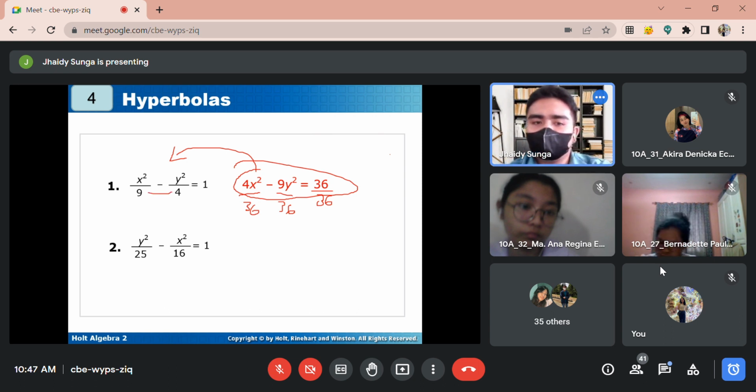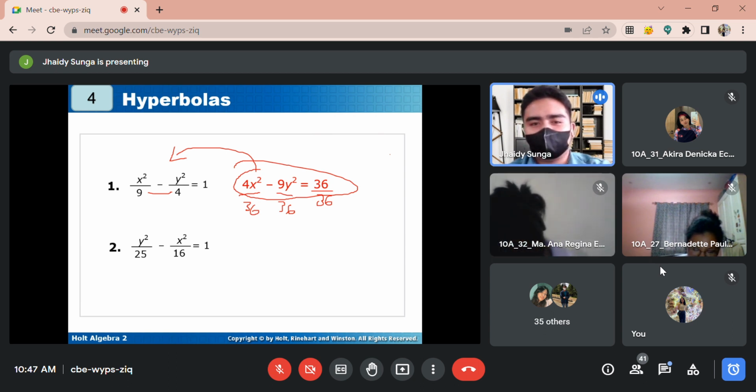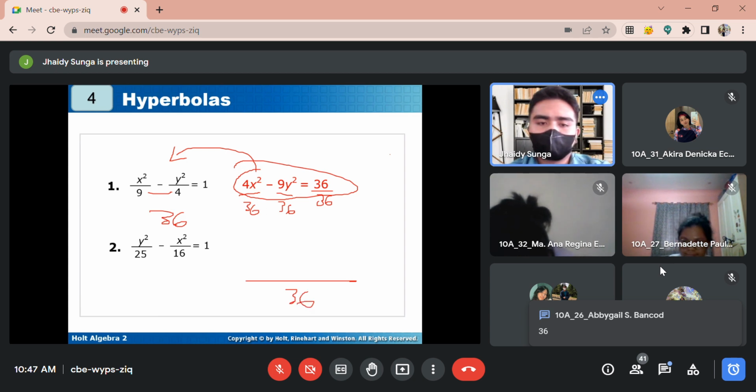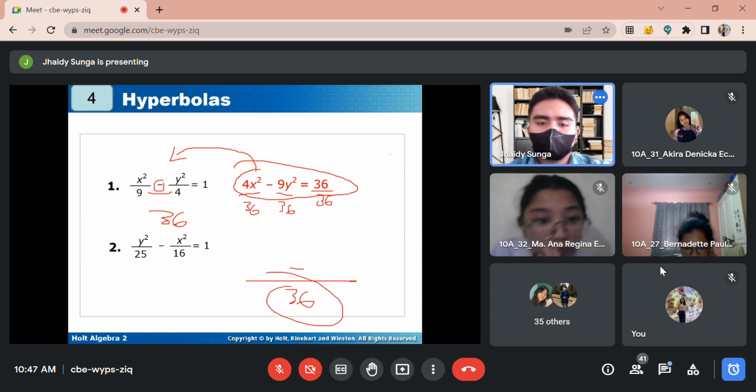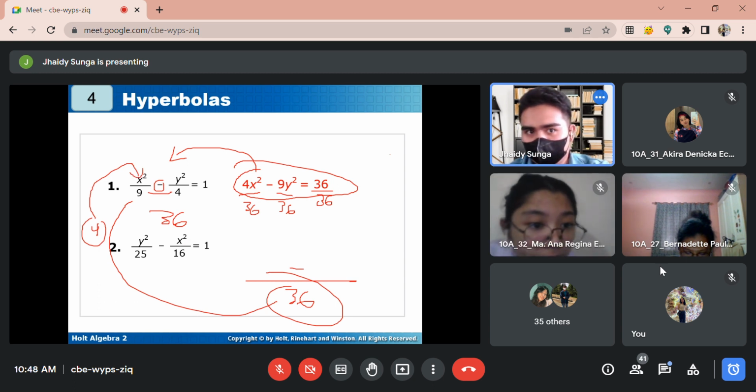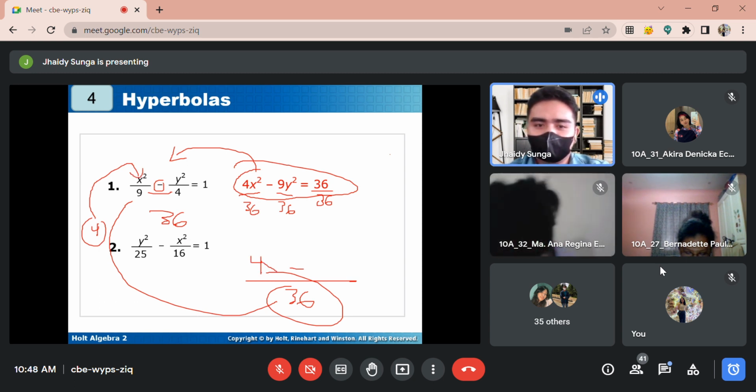First is to find the LCD, the least common denominator. How are we going to find that one? You multiply both denominators. If you multiply both denominators, what is the product? 9 times 4. It is 36. So it's 36 already. We're going to write that. 36. What's the operation? Subtraction. Now 36 divided by 9, what's the answer? 4. 4 multiplied by x squared, the answer is 4x squared.